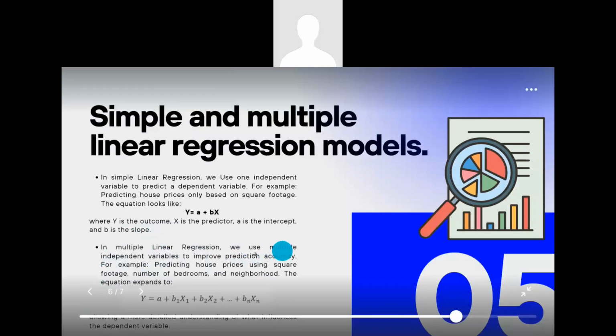In multiple linear regression, we use multiple independent variables to improve prediction accuracy. For example, predicting house price using square footage, number of bedrooms, and neighborhood. The equation expands to y equal to a plus b1x1 plus b2x2 plus until plus bnxn.